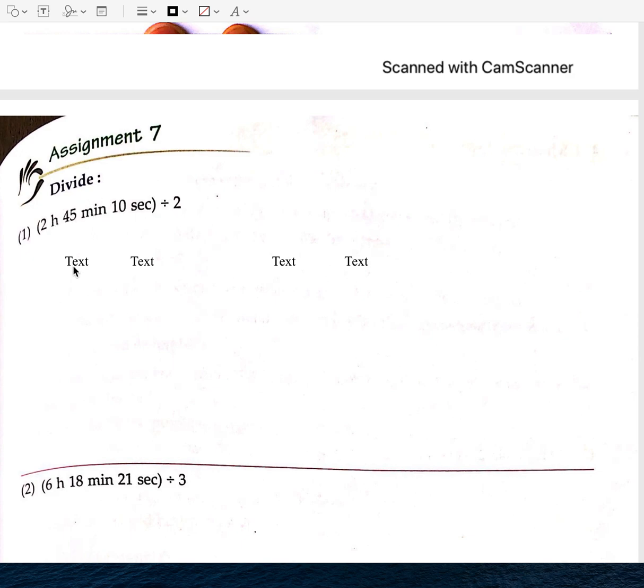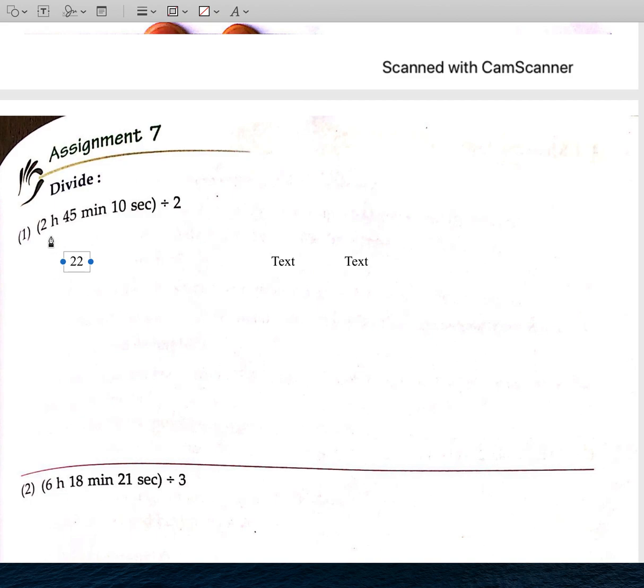We will do minutes. So let's write 45 and 2. When we divide 45 by 2, we get the quotient as 22, as 22 into 2 is equal to 44. Now the remainder is 1. So 1 minute is equal to 60 seconds, and therefore we add 60 to this 10. So now it becomes 70 seconds. Now we will divide 70 seconds by 2. When we divide 70 seconds by 2, we get 35.